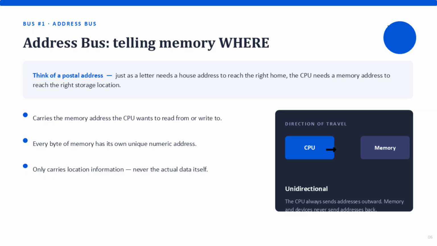The CPU faces the same situation. Memory contains millions or even billions of storage locations. When the CPU wants to read a piece of information or store new data, it must first identify the exact location in memory. This is the job of the address bus. The address bus carries only one type of information, the memory address.